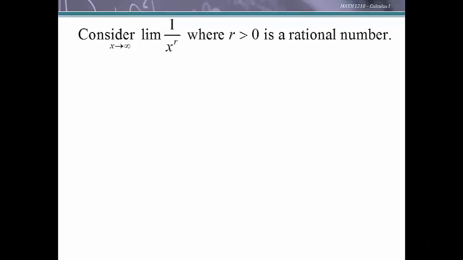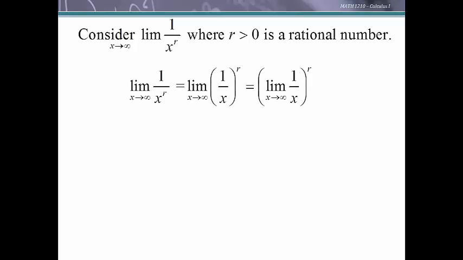Okay, let's consider the limit as x approaches infinity of 1 over x to the r, where r greater than 0 is a rational number. We could manipulate this because 1 over x to the r is equal to 1 over x, then to the rth power, and then based on the theorem that we've had previously, we know that if we have a composition of functions here in a limit, that we can move the limit inside and apply it to the inner function first and then apply the outer function to it.